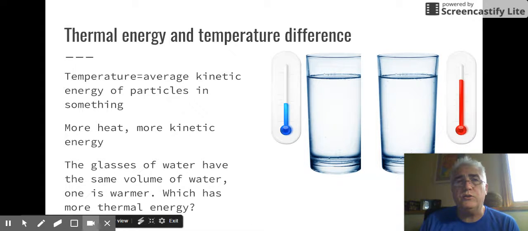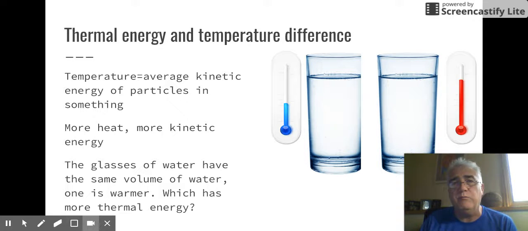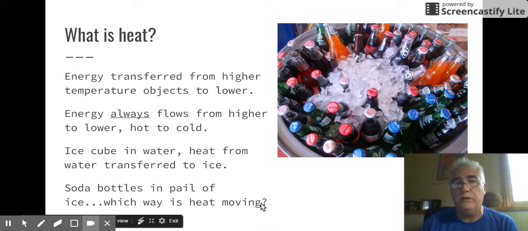So temperature differences in thermal energy, like I mentioned before, temperature is the average kinetic energy of the particles in something. Remember, kinetic means that those particles are all moving. More heat, more kinetic energy. In this instance, we've got two glasses with the same volume of water. One has a higher average kinetic energy or temperature than the other. That glass would have more thermal energy.